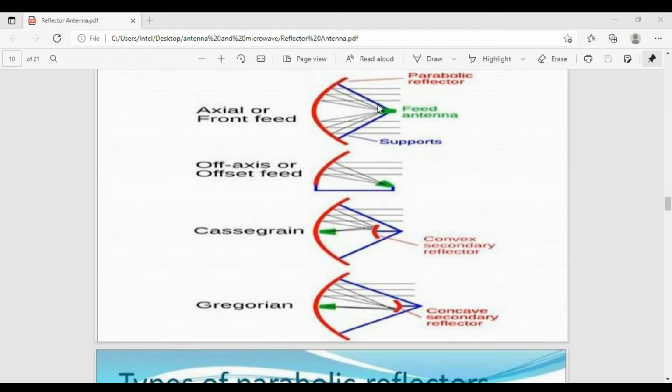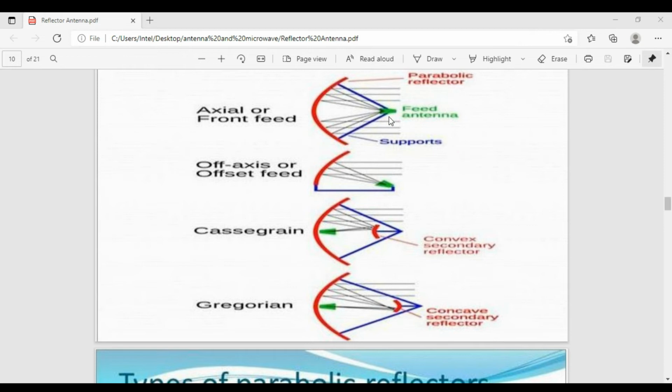So keep it in your mind, the focus should not be too far away, and the dimension of this mouth also should not be very large. If it is wide open, we will capture more signals, including unwanted signals from the environment. This problem also will occur. Okay, so this is axial or front feed. Next it is off axis or offset feed.